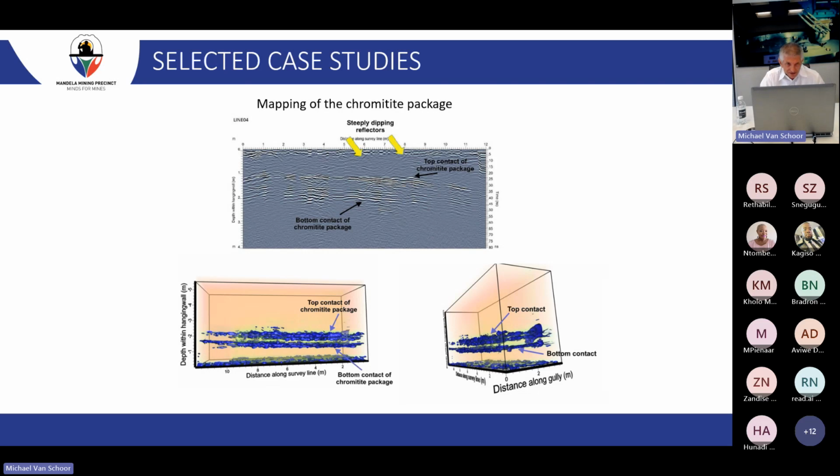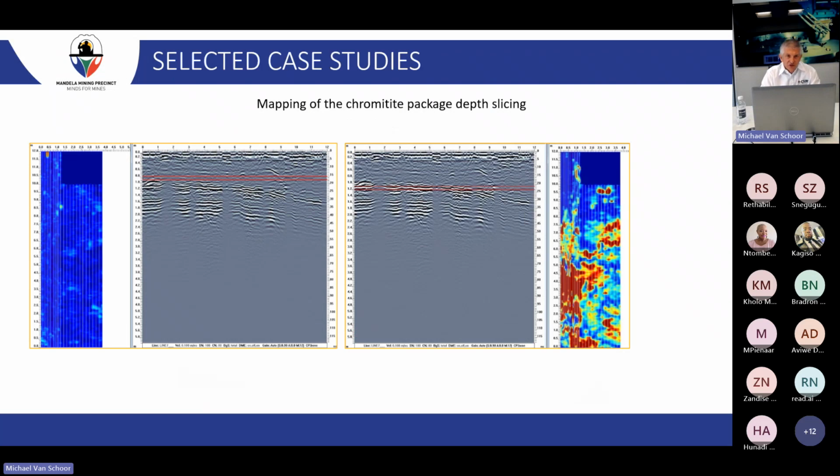This is looking at the top and bottom contacts of a chromitite package. At the bottom, if you have a nice visualization software, you can take your radargram outputs or your 3D data cube and display it in something like, I think this was done in Maptek, where you can look at the different horizons from a 3D perspective. You can also make use of depth slicing.